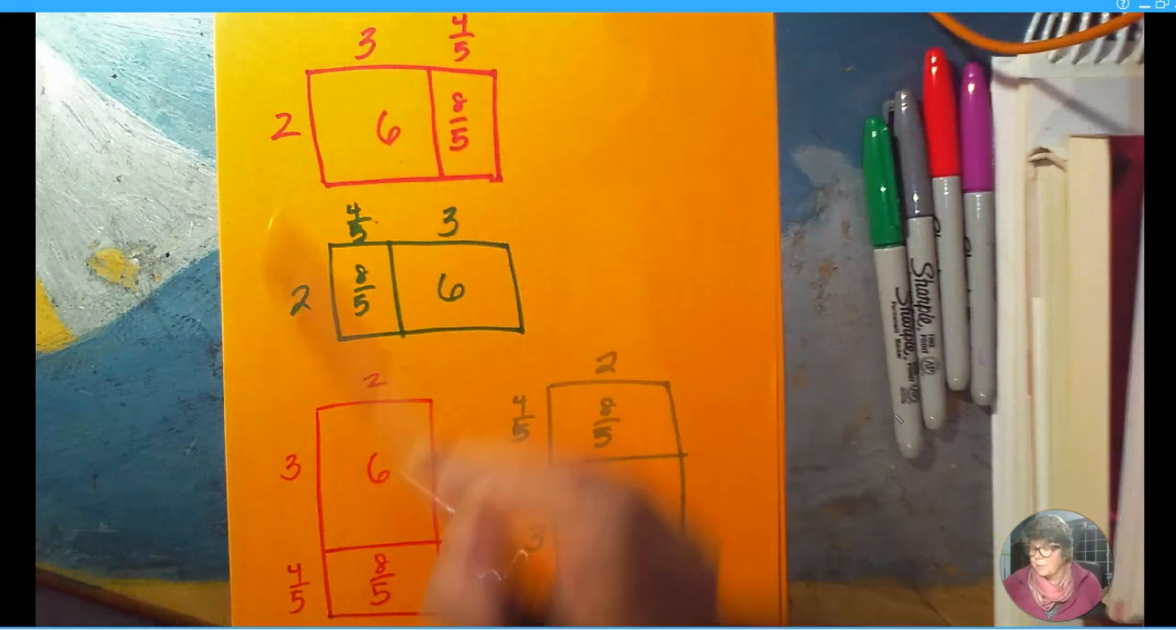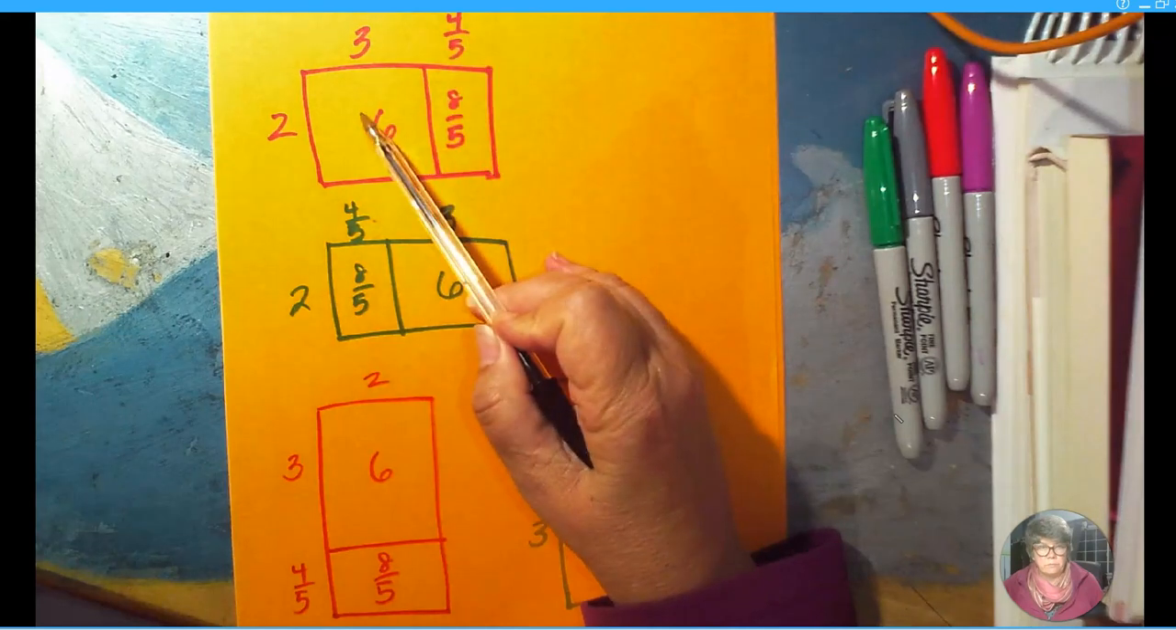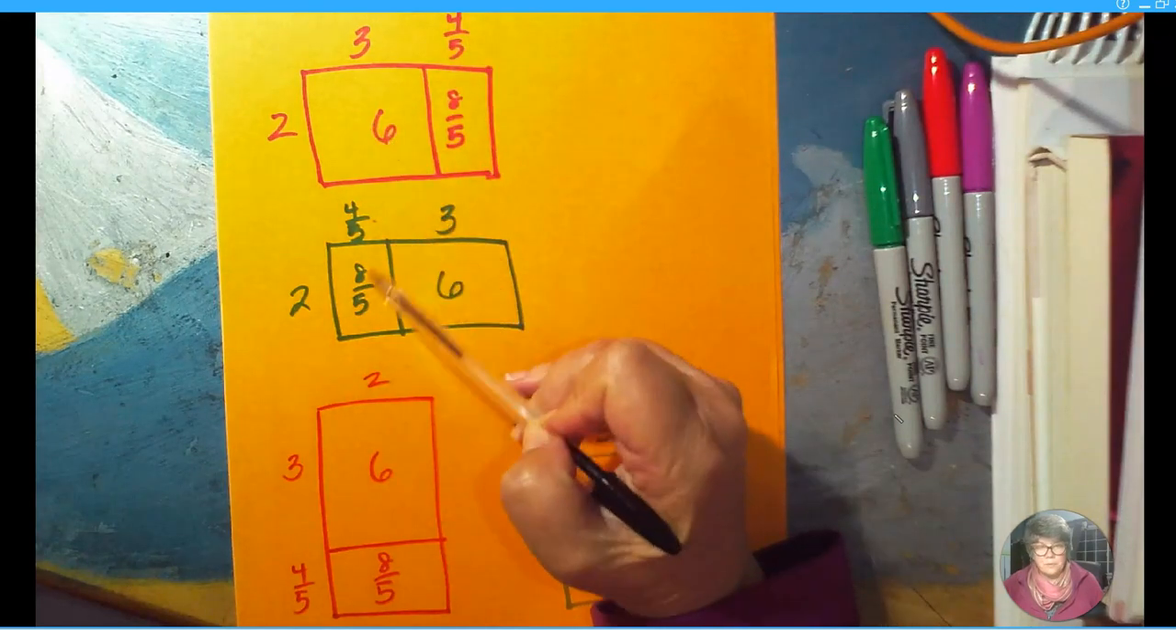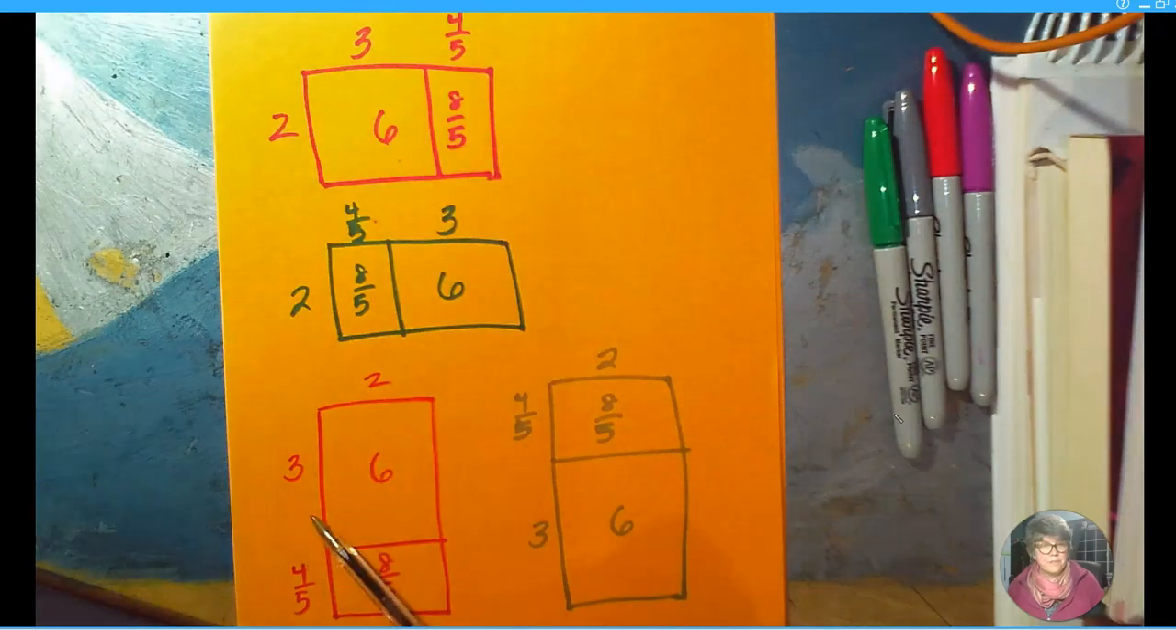What are the multiples here? If you're thinking 3 4/5 times 2, if you're thinking that they all represent 3 4/5 times 2, you're exactly correct. Congratulations. This is just to illustrate that you can draw an area model however you want.